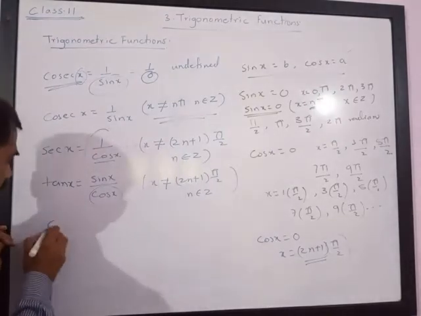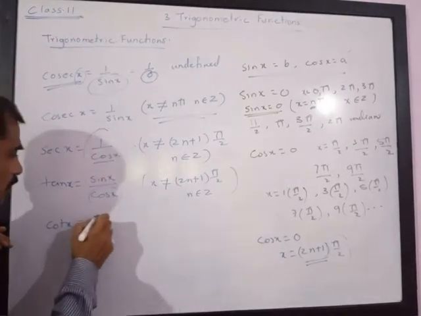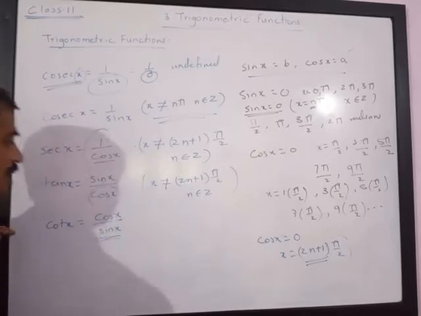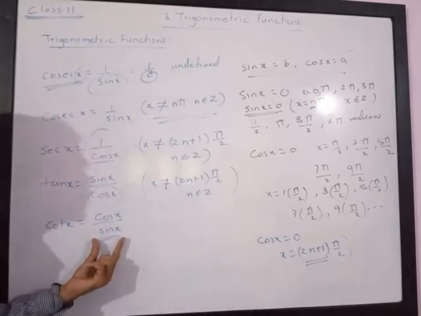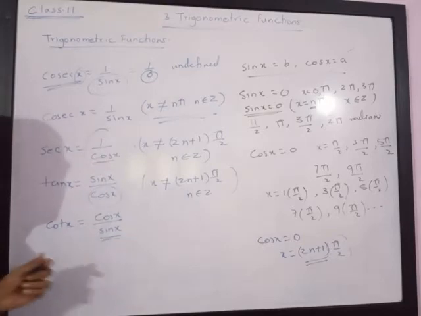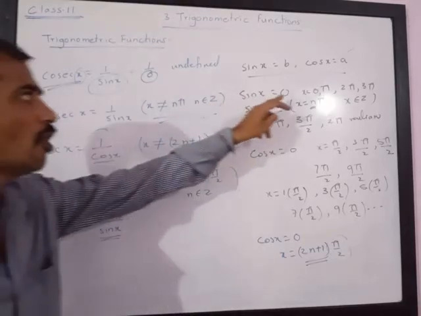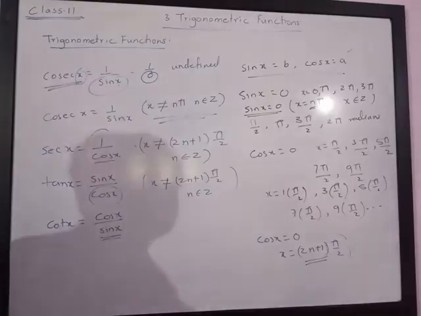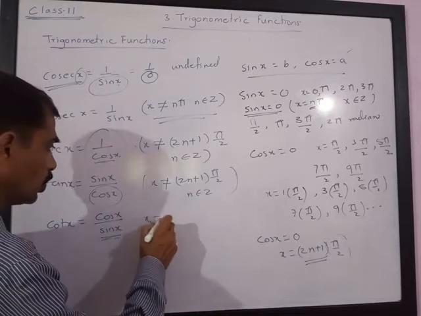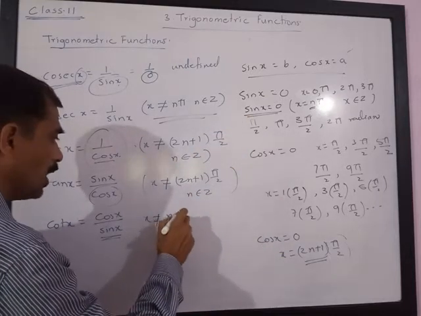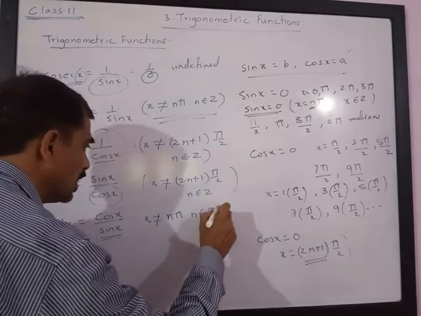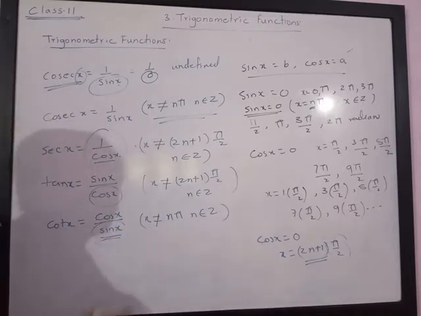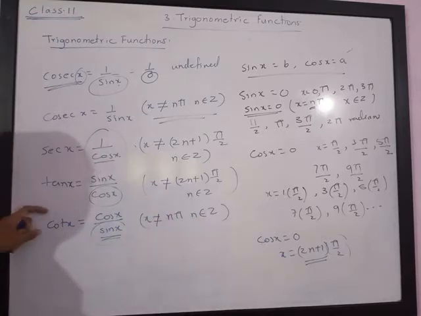Next is cot x. Cot x is equal to cos x upon sin x. Same reason is there. If the denominator value becomes 0, then the fraction becomes undefined, and we know that sin x becomes 0 for all the multiples of pi: 0, pi, 2 pi, 3 pi. So x must not be equal to n pi, where n belongs to integers. n is any integer. Here, if this value becomes 0, it becomes undefined. Hence, x must not be equal to n pi for the cot x value.